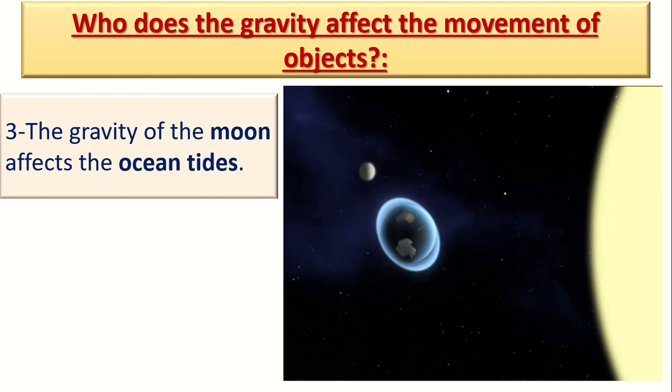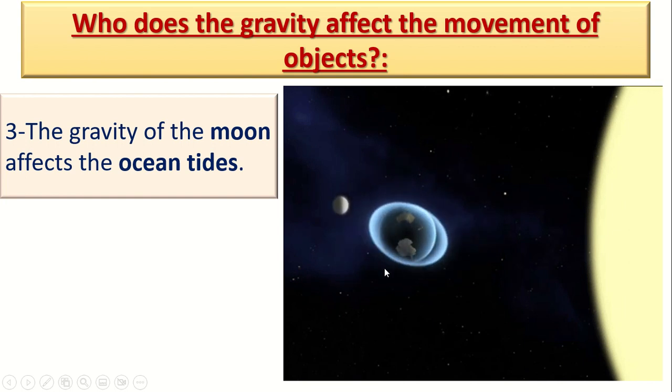Number 3, the gravity of the moon. The moon also has gravity? Of course, the moon has gravity. The gravity of the moon affects the ocean tides. Do you remember the tides? The high tide and low tide in the intertidal zones. The high tide and low tide happen because of the gravity of the moon. The moon keeps revolving around the earth because of the gravity of the earth.